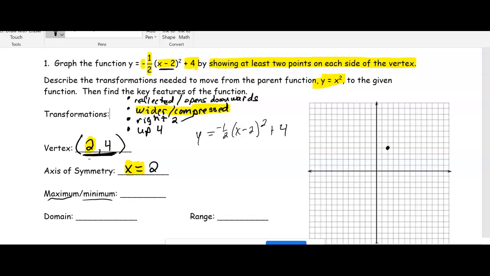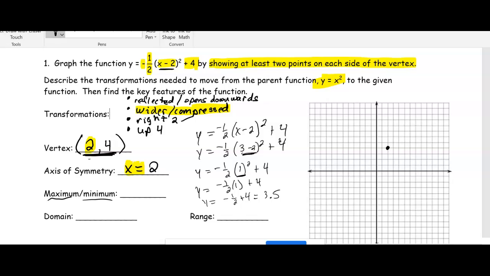Since our x-coordinate was at 2, we would want to use the x value of 3. That's the point right next to our vertex. So we're going to let x be a 3. And then we just go through evaluating this. So 3 minus 2 would be 1. We would then do 1 squared, which is just a 1. We then ultimately get a negative 1/2 plus a 4, which should be 3.5.